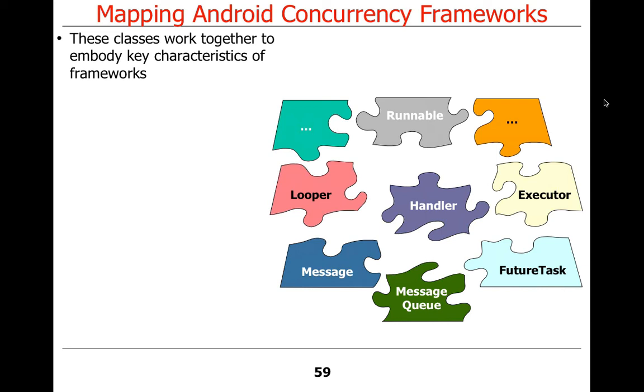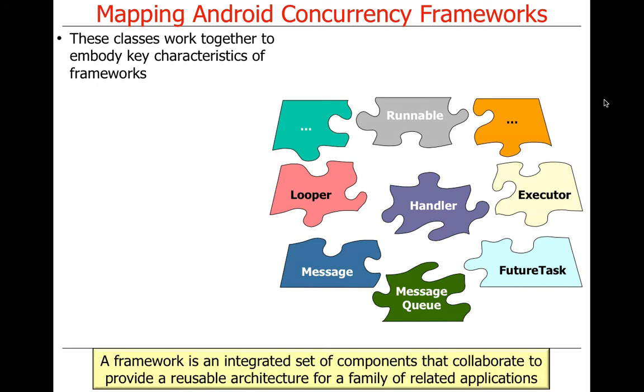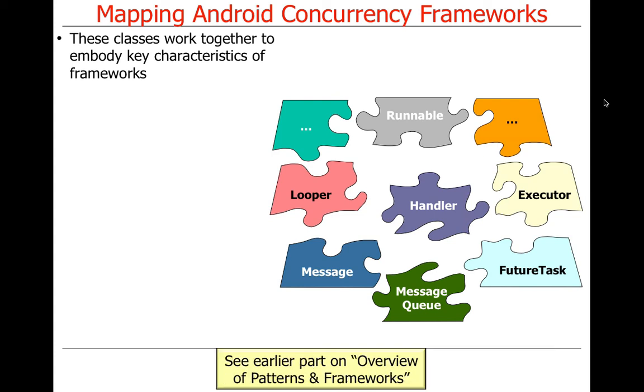So the classes that we've just talked about in Android work together, as you'll see, that's almost the very definition of a framework, to embody key characteristics of frameworks. Here's what a framework is. A framework is an integrated set of components that collaborate to provide a reusable architecture for a family of related applications. That's a good definition to just know, if for no other reason, it usually shows up on a quiz.